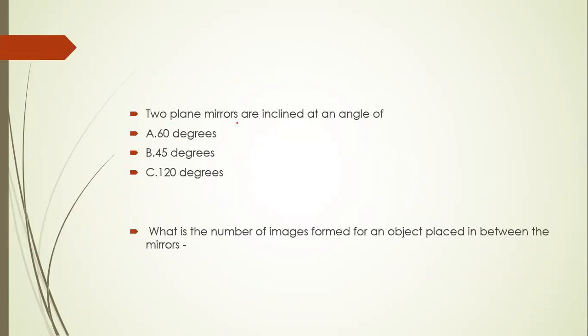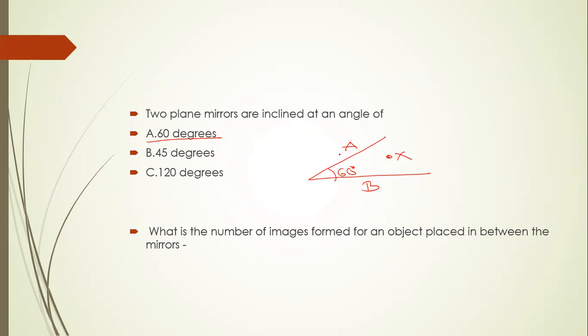Two plane mirrors are inclined at an angle. We have 60, 45, 120. So let's start with 60 first. What is the number of images formed for an object placed in between the mirrors? So we have two mirrors. Let's say mirror A and mirror B like this, and they are inclined at an angle 60 degrees. And let's say we have an object here, X.